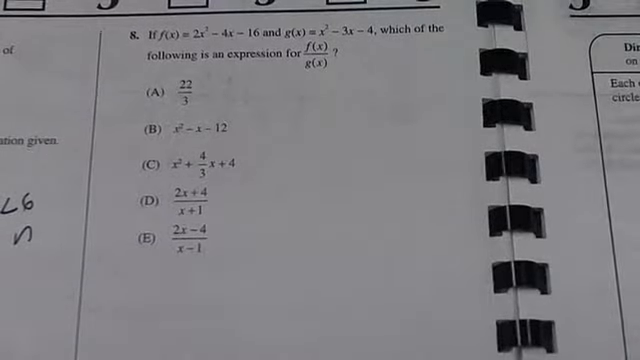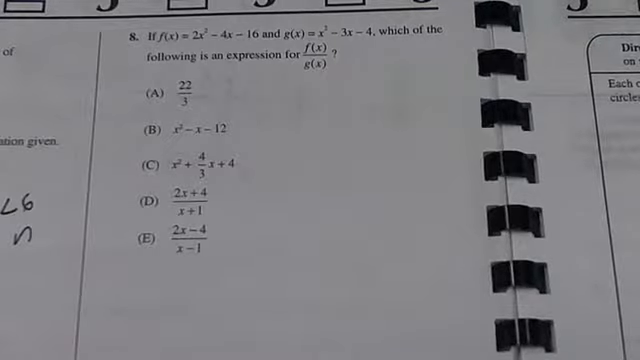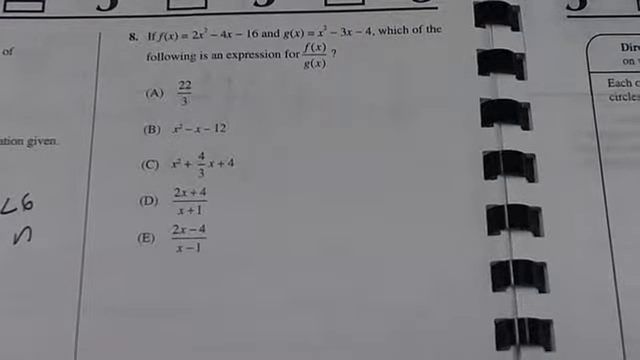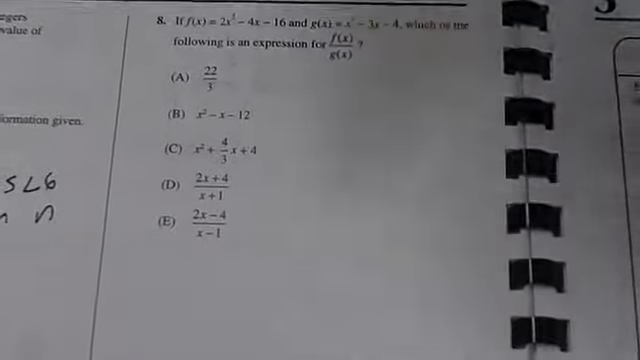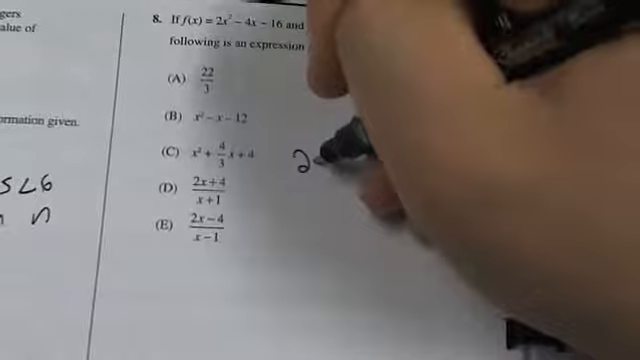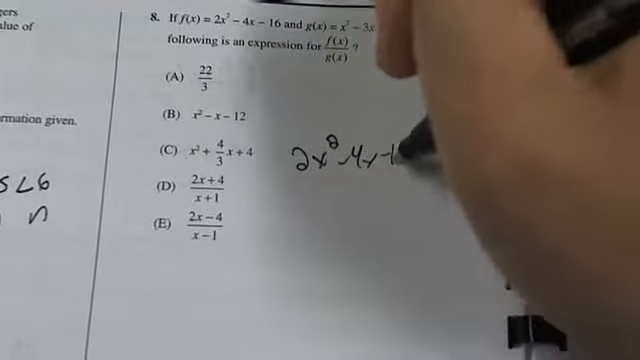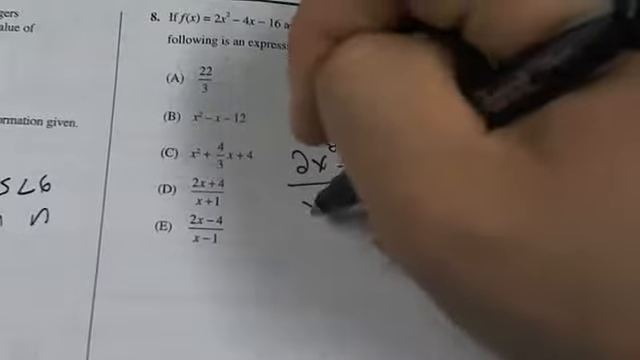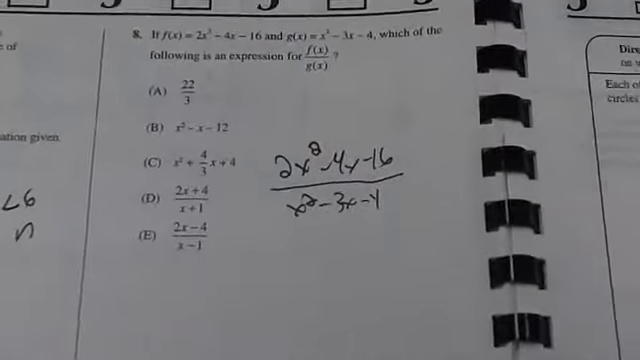Number 8. If f of x is equal to 2x squared minus 4x minus 16, and g of x is x squared minus 3x minus 4, which of the following expressions is f of x divided by g of x? Right now we're going to divide polynomials. This is 2x squared minus 4x minus 16 divided by x squared minus 3x minus 4. Obviously, that's not going to be there.